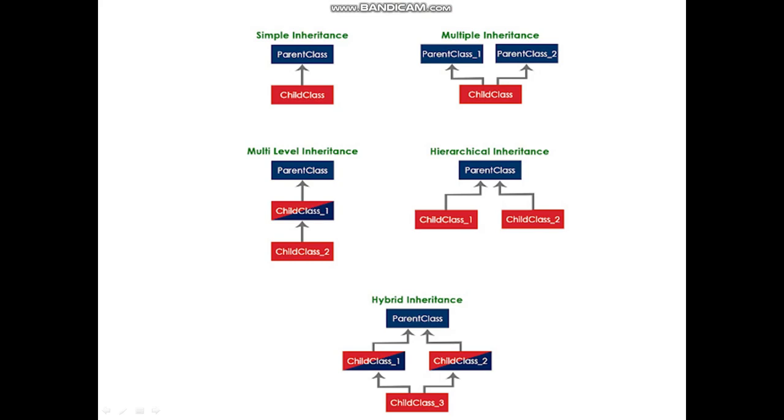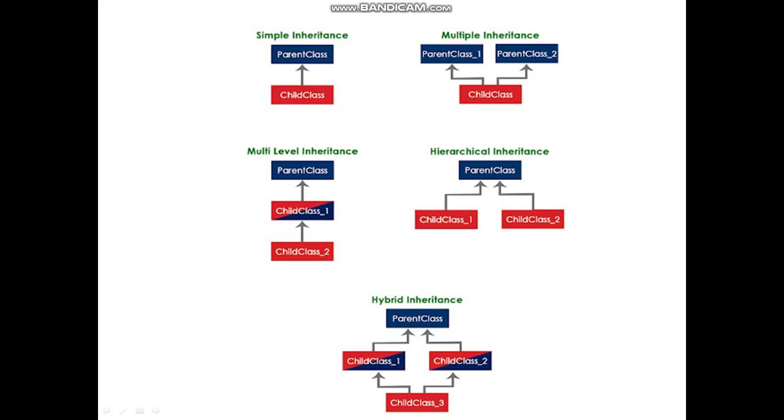There is only one child and 2 parents, which is your mother and your father. You are inheriting the properties from both of them. The next is multi-level inheritance. You have your parents here, this is yourself, and you have your kids. Your kids inherited the properties from you and you inherited the properties from your parents, isn't it? So there is a multi-level of inheritance.